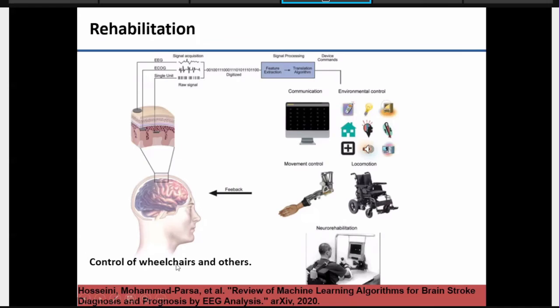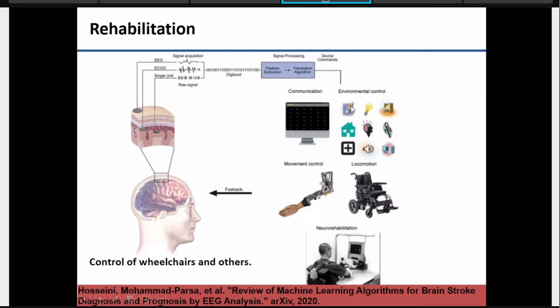Now people are also working on machine learning algorithms for brain stroke diagnosis and prognosis by EEG analysis. For example, control of a wheelchair. You have some patients who want to control the wheelchair. Their brain is active, but their body is not reacting. But according to their imagination, whether they want to move straight, left or right, up, down, they can control that wheelchair.